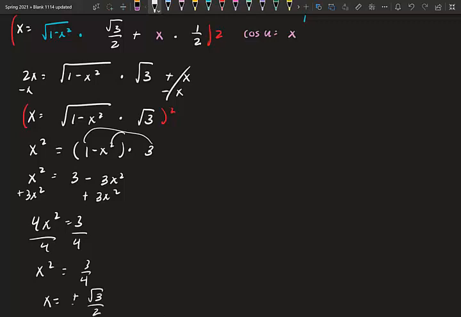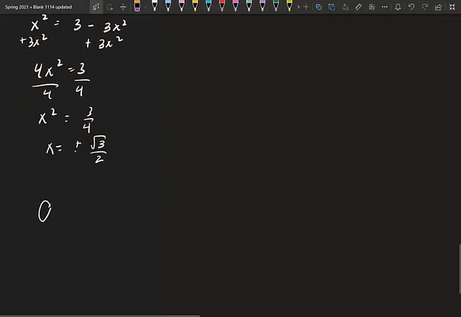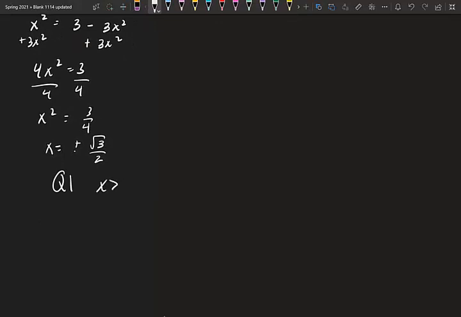Now, is it positive? Is it negative? Well, we're working in quadrant 1. Remember, we're working in quadrant 1. So in quadrant 1, it has to be positive. X is positive in quadrant 1. So it'll be x equals square root of 3 over 2. Now, we need to check our answer. We always have to check our answer when we get a real number.